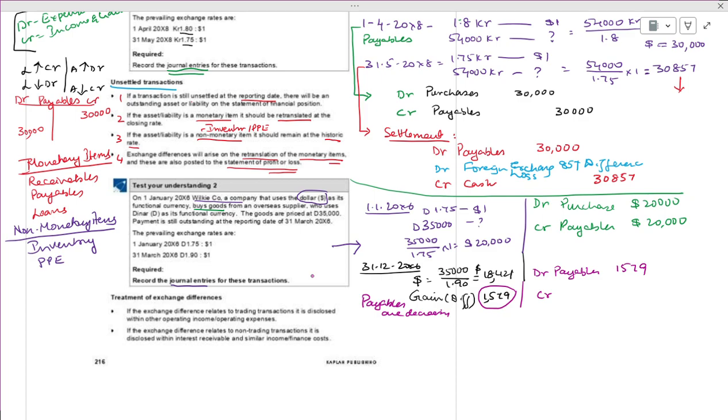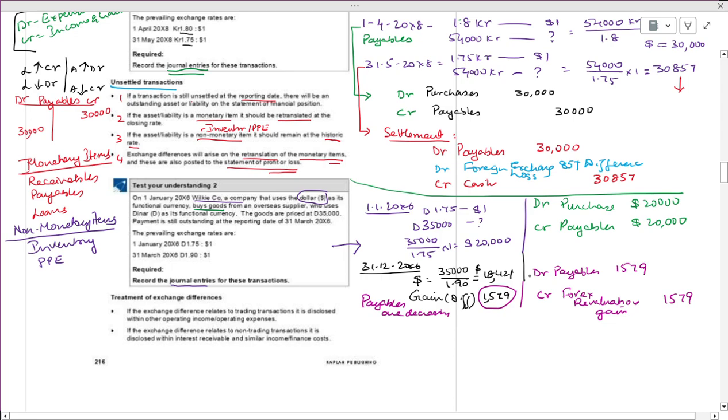By the time I complete the last class, I will repeat the rules of debits and credits again and again. Credit is income and gain. What is the credit? Foreign exchange revaluation gain. How much is the revaluation gain? 1,579. Where are we going to show this? We are going to show it in the profit and loss.